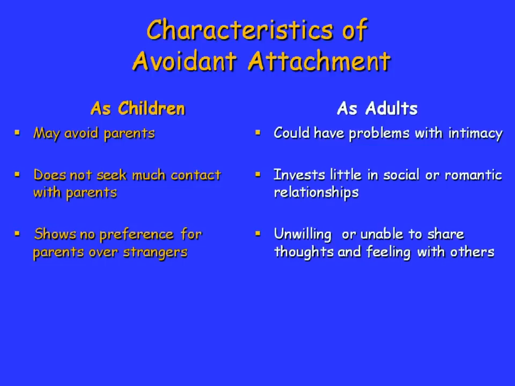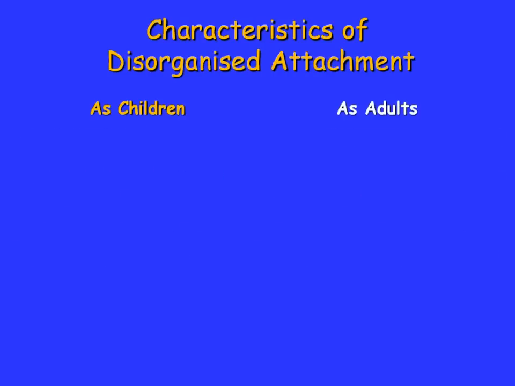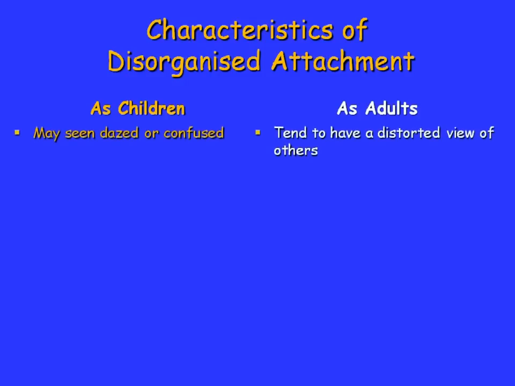The final one's disorganised attachment. Now this was developed by Main and Solomon in 1986. So consequently this is reasonably new in attachment theory. So as children we may seem dazed or confused, and as adults we may tend to have a distorted view of others. Now we started off with an attachment style which was healthy.